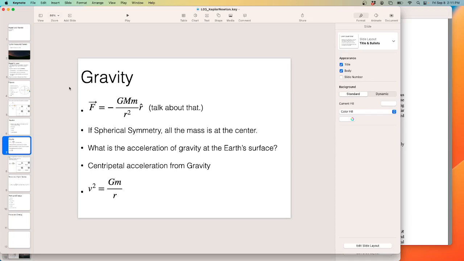Okay, and now I'm out of time, so I am going to pick up with this question. If there's spherical symmetry, then I can treat all the mass as though it's at the center, and 4 or 5 of you asked about that math because it's kind of hairy. So I'll go over that on Monday.